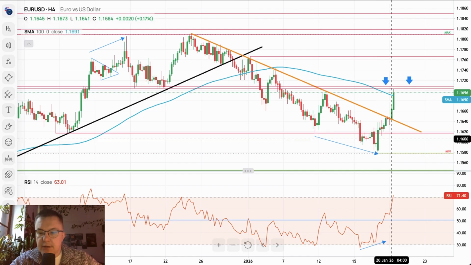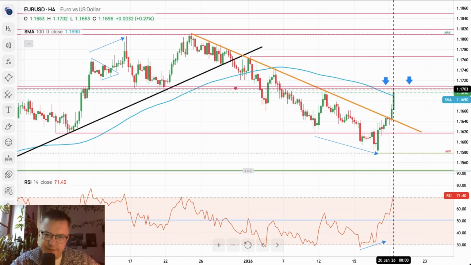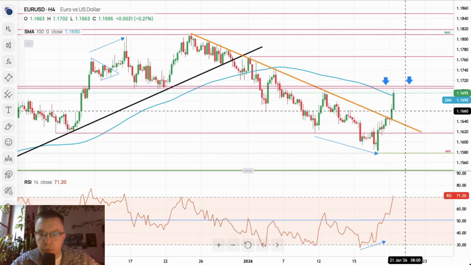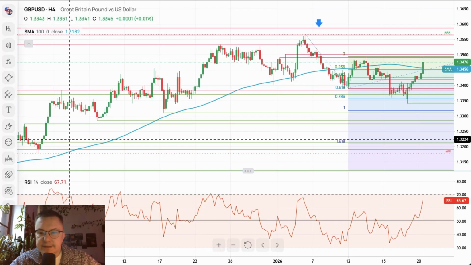Very nice bounce. Divergence works. We are testing 100 periods moving average, just a little bit above this, and technical resistance. Please keep an eye on this situation to see what is going on and how the situation might develop. Euro dollar bullish. Cable, almost the same situation.